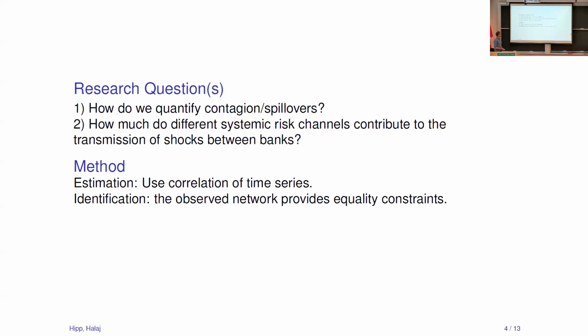We use the following method. First we estimate the correlation of time series. We use this correlation as a proxy of systemic risk, because correlation of stress can be seen like that. And then we identify the actual spillovers by the fact that we observe the networks, as we've seen in the multi-layer network, and that can be seen as a quality constraint for structural VAR models.